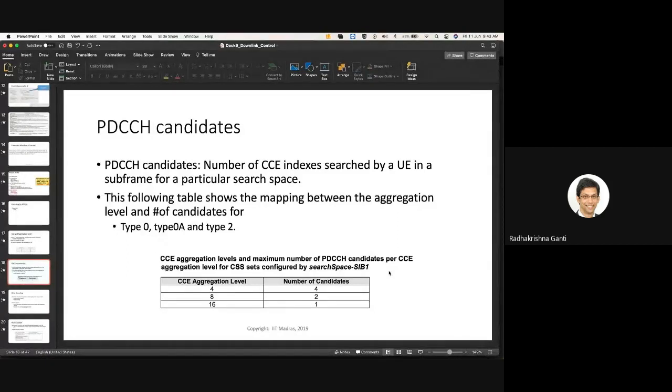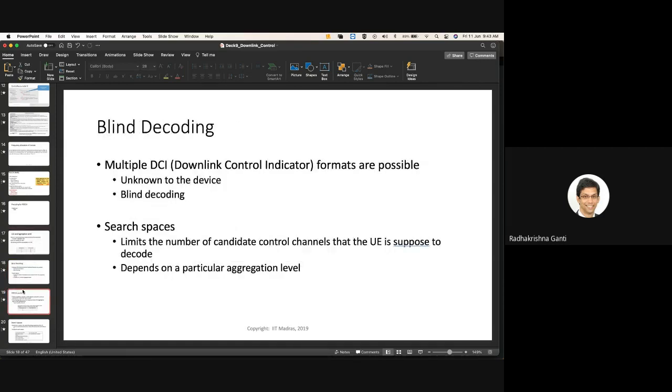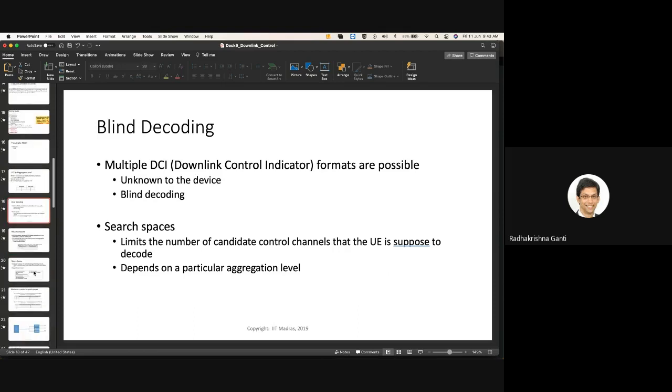Just read out this slide. These are what are called the PDCCH candidates. It is the number of CCE indexes searched by a UE in a subframe for a particular search space. We'll come to this in a minute. This slide came outside the scope. Any questions till now before I go into search spaces?